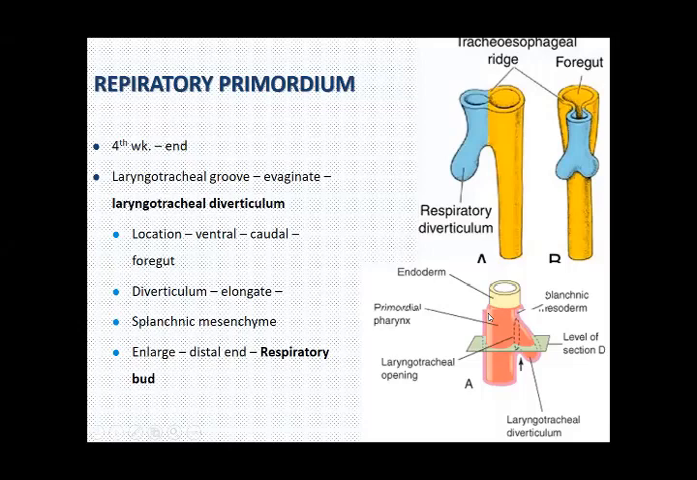As it elongates, it is then surrounded by the surrounding splanchnic mesenchyme. अभी हमने उसकी बात की है. So it grows into the surrounding splanchnic mesenchyme, and when it enlarges, the distal end of this diverticulum enlarges, and this enlarged distal end is called respiratory bud. Here it is.